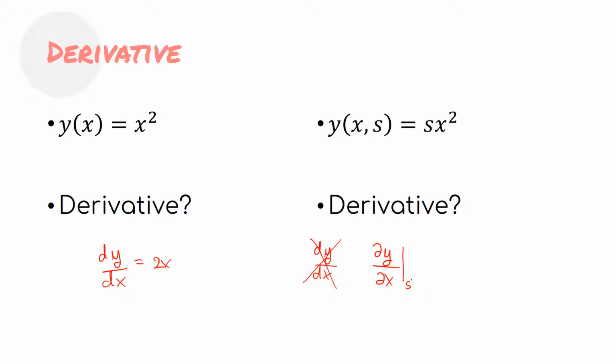In thermodynamics, it's quite important to explicitly say that something is a constant. You can perform this derivative by just looking at it. It's going to be 2sx. Another derivative that you can do is the change of y with respect to the change of s, and you implicitly assume that x is a constant, but I'm just going to write it out explicitly again. And the answer is just going to be x squared.